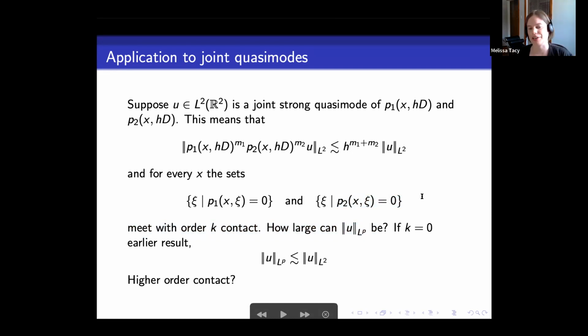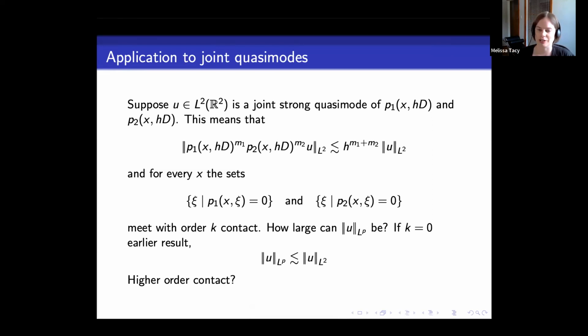So again, this comes down to the idea that if one of these was non-zero, I could invert it. And if I've got, say, P1 of U is 0 and P1 is invertible, then U is 0. If I've got P2 of U is 0 and P2 is invertible, then U is 0. So I need to actually look at where both of the sets are 0. So that's where the contact matters.